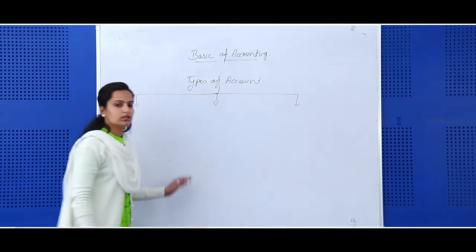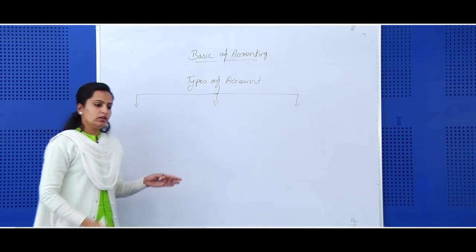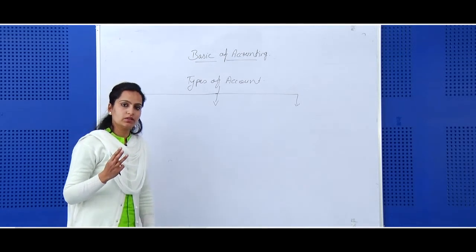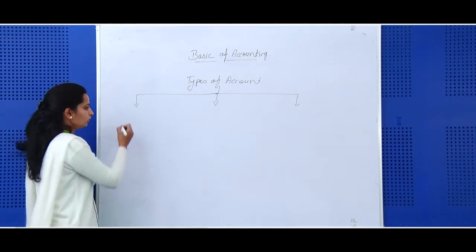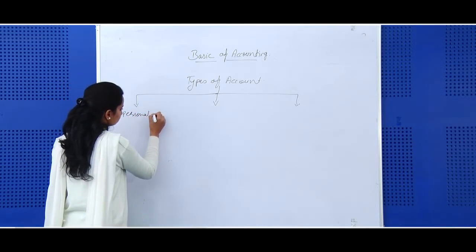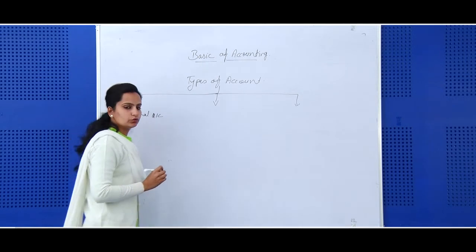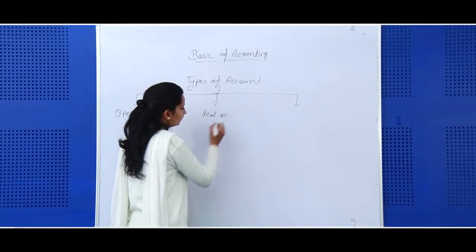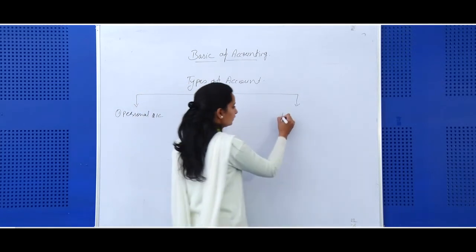Or we can say it is a classification of accounts. In the accounting system, basically accounts are classified into 3 types. Number 1, personal account. Number 2, real account. Number 3, nominal account.